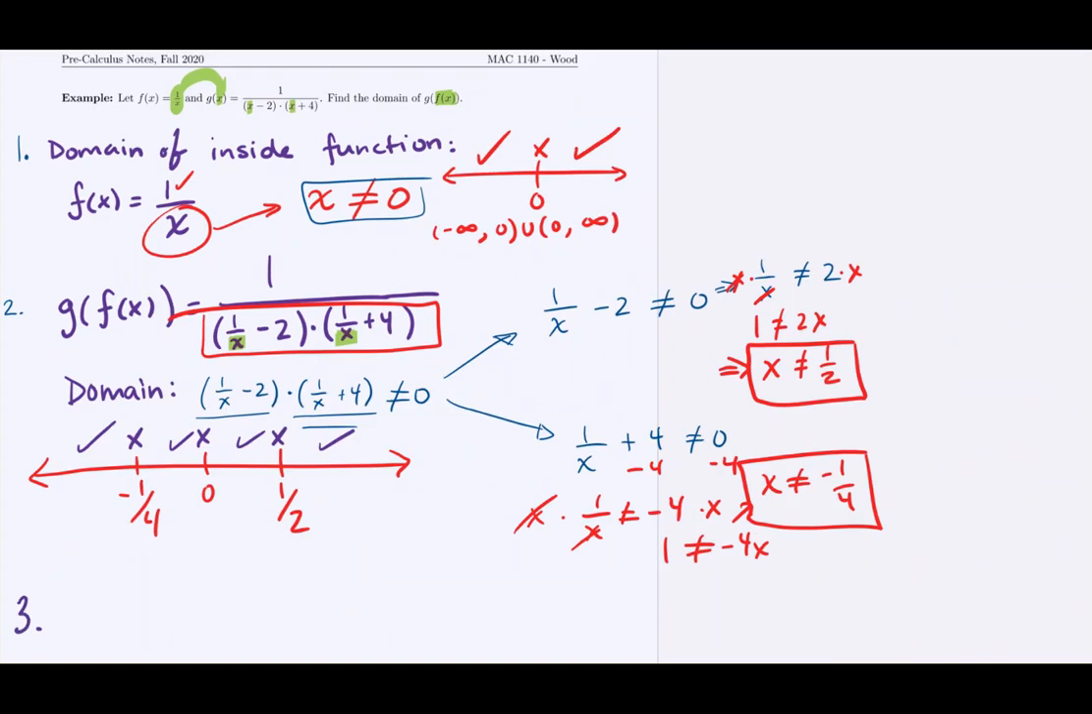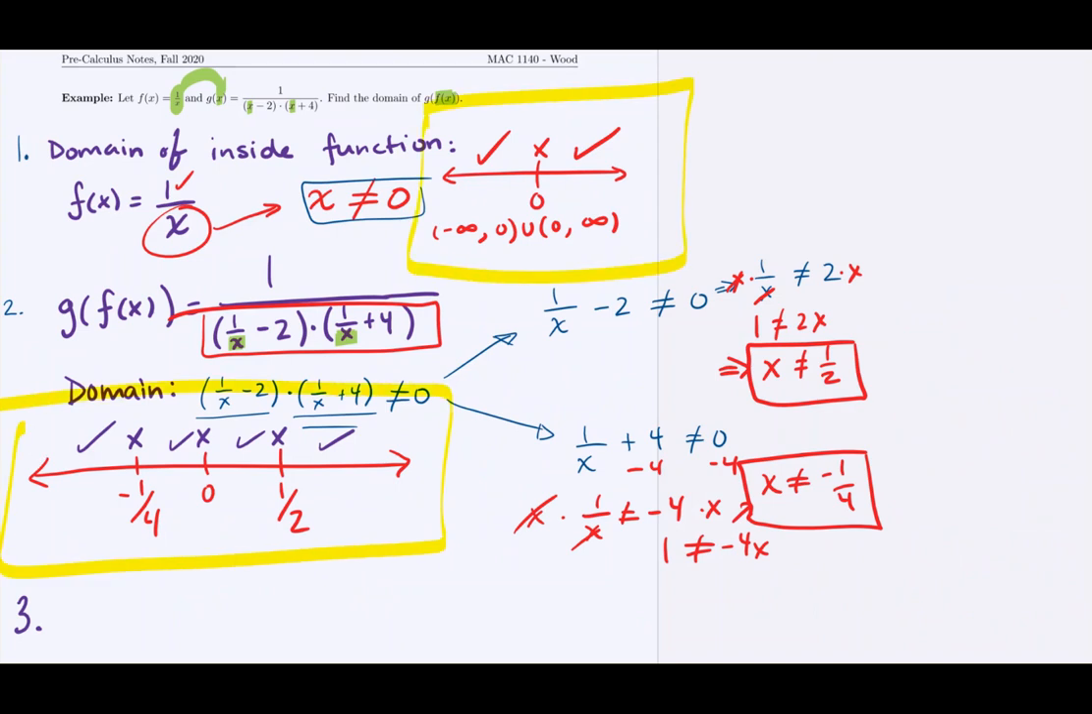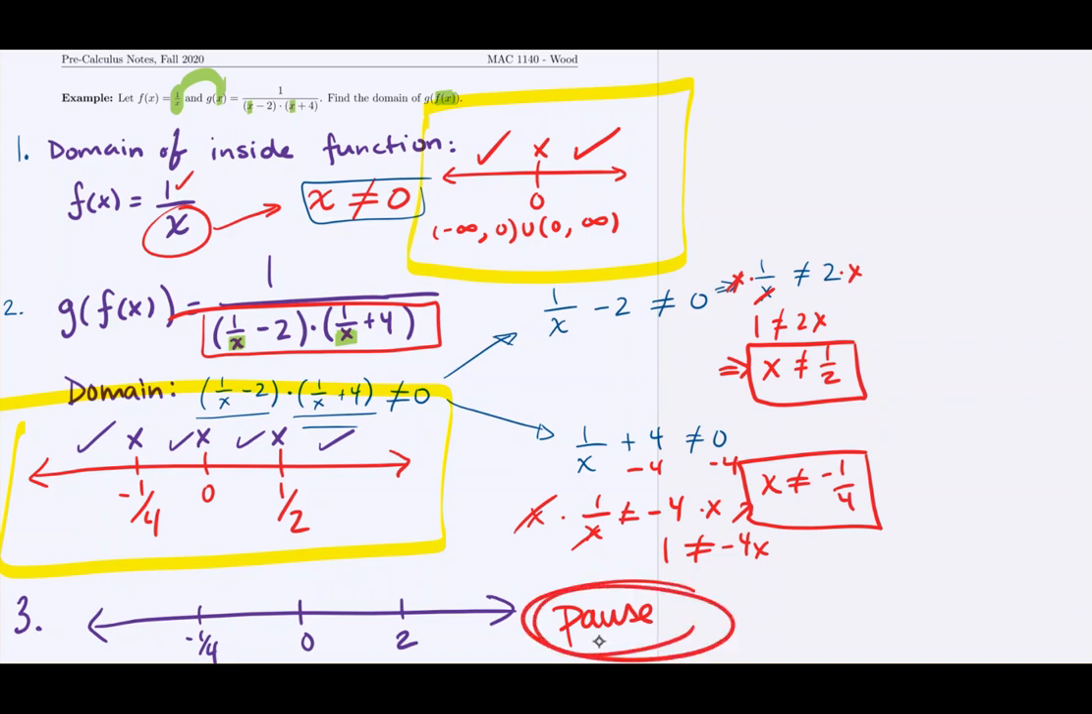So step 3 is to combine it all together, but we've kind of already combined everything. We just need to think about, okay, here's our 2 inequalities from steps 1 and 2, our number lines. How would we make that into our final number line? What are the points of interest? -1/4, 0, and 1/2. Take a moment to pause the video and fill in checks and X's, where is everything okay, and the resulting interval notation. Unpause to check your work for your final answer to this example.